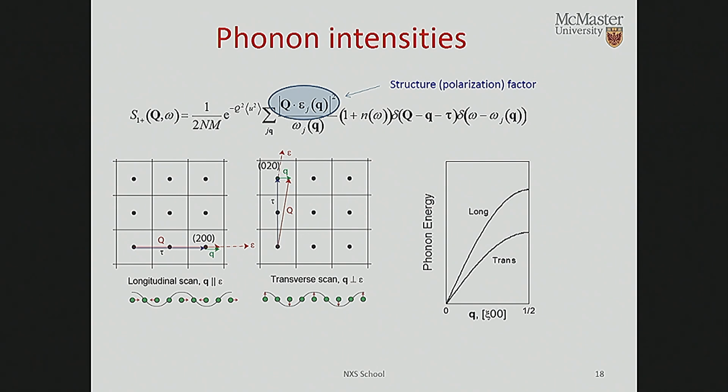So what this is telling you is that the phonon that you produce with the neutron, if the neutron is coming in, it's giving a certain amount of momentum and energy to the sample. It's giving the right amount of momentum and energy to create a particular phonon. And the phonon it's going to create is one in which the displacement of the atoms, or the polarization vector of the phonon, is parallel to the momentum transfer.